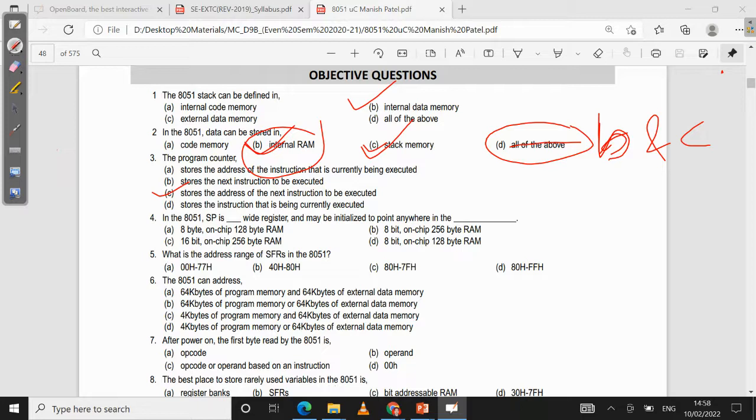Anyone with a different answer? The 8-bit on chip 256 byte RAM. The base is 256 byte.